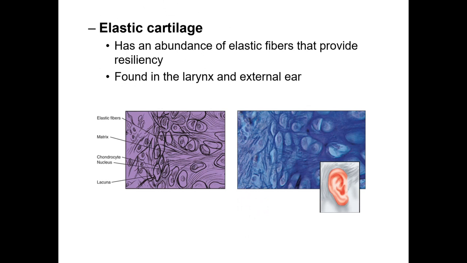Then we have elastic cartilage. This provides flexible, elastic support, and we find it in the external ear, and the epiglottis and larynx.